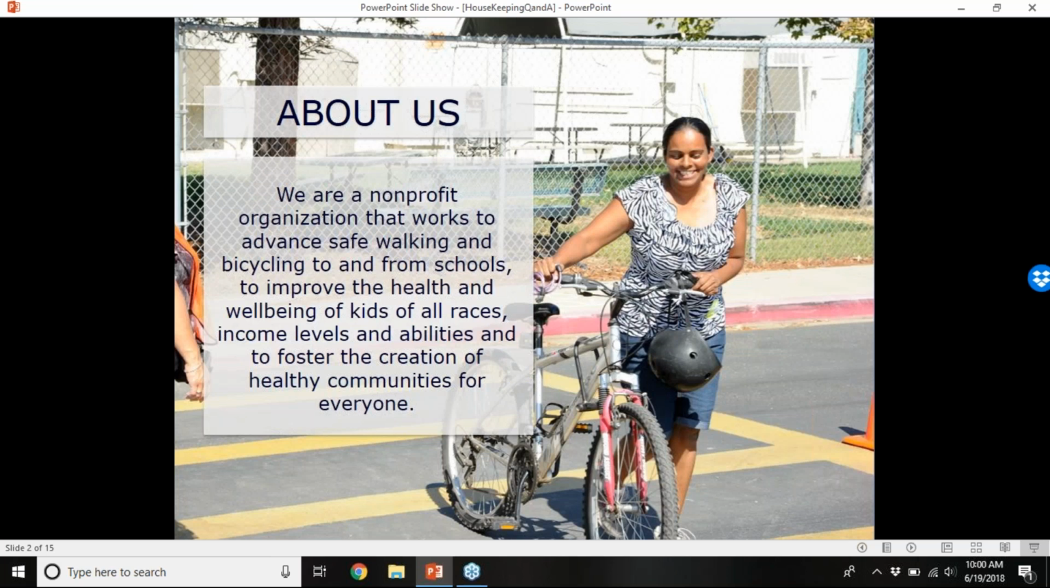A little bit about us. We are the Safe Routes to School National Partnership. We're a nonprofit organization that works to advance safe walking and bicycling to and from school, to improve the health and well-being of kids of all races, income levels and abilities, and to foster the creation of healthy communities for everyone.